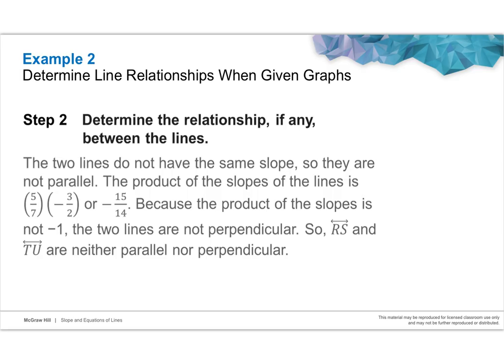In this case, the numerical values of our slopes do not have the same slope, so we know that they are not parallel. And the product of those slopes, 5/7 times -3/2, is -15 over 14. That is not equal to what it should be equal to for perpendicular, which is -1. And so here we would say they are neither parallel nor perpendicular.